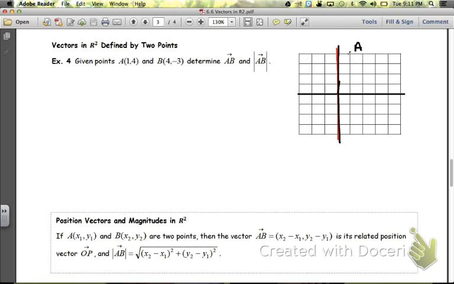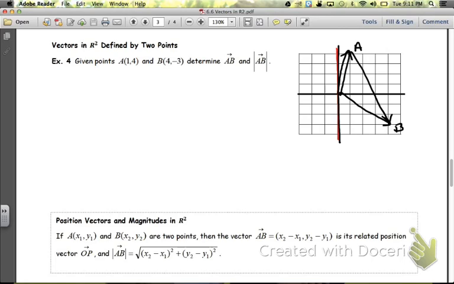Okay, so we have OA. And then our B is at (4, -3). Okay, so this is B. And then we want to look at finding our AB. So our AB is right here.